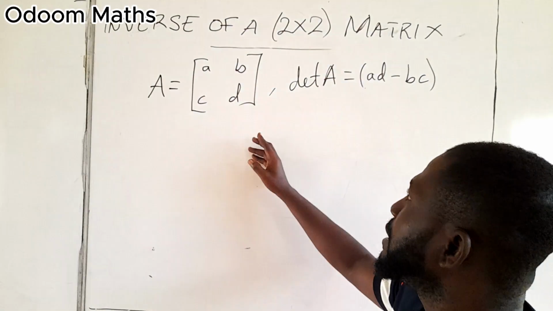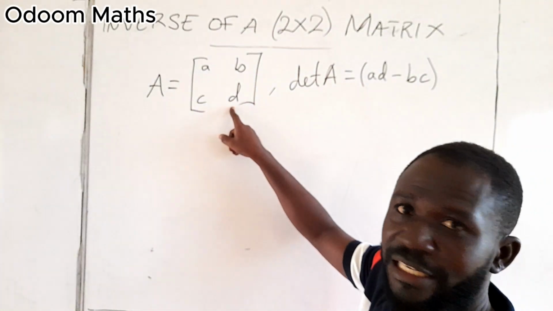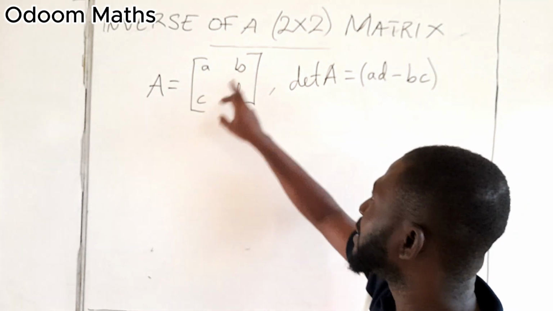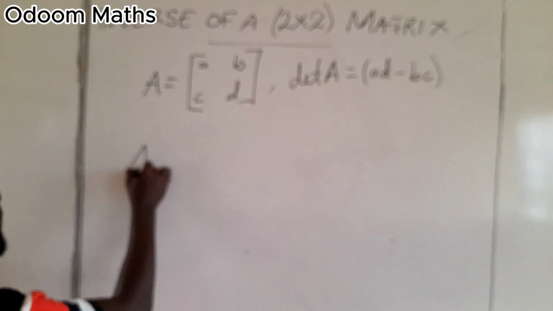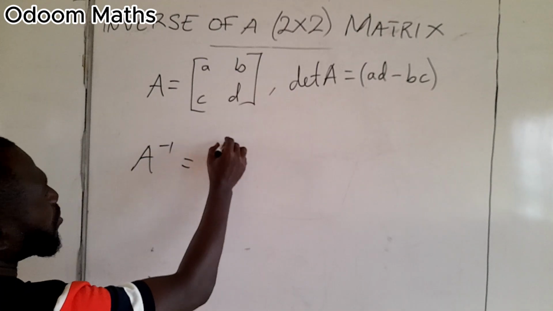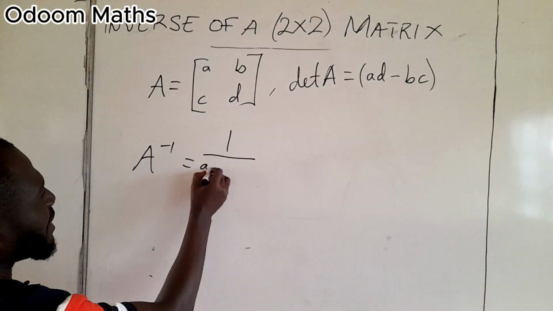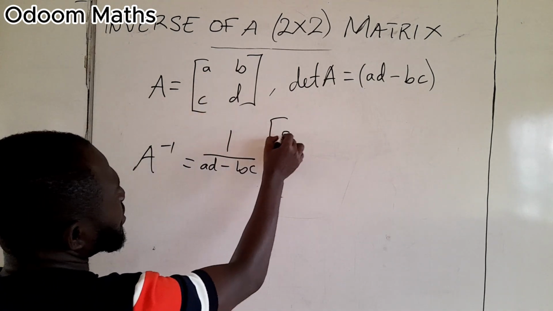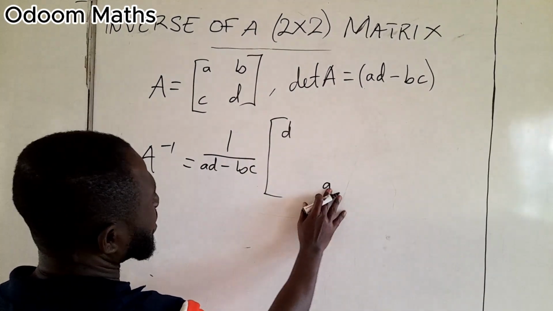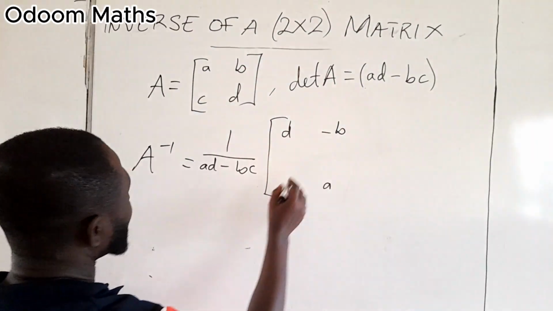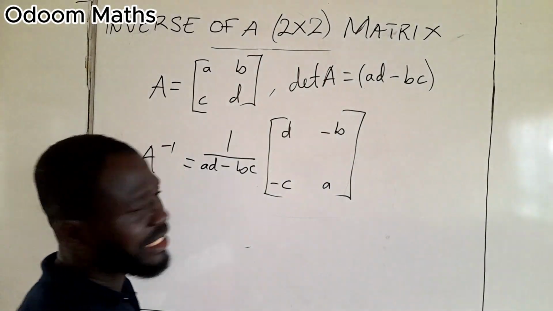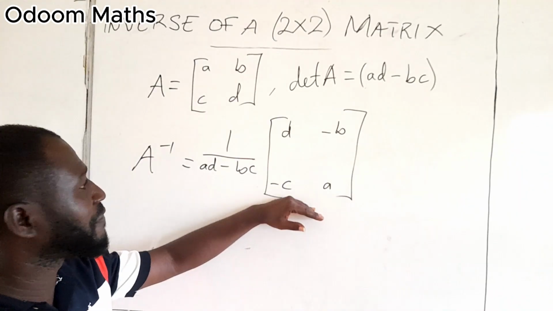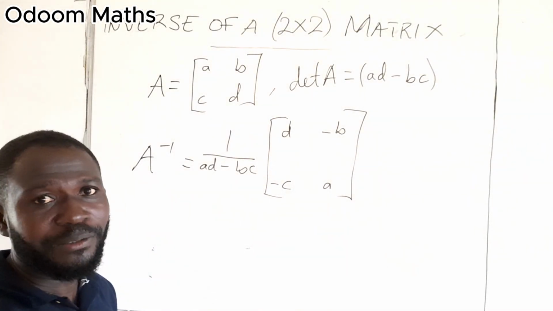Then we interchange the positions of A and D, after which we negate the elements of the other diagonal, that is B and C. So our A inverse becomes 1 over the determinant, that is AD minus BC, multiplied by the matrix where D comes here and A comes here, then negative B and negative C. Whatever value we get from this, we multiply with one over the determinant to get the inverse of the matrix A.